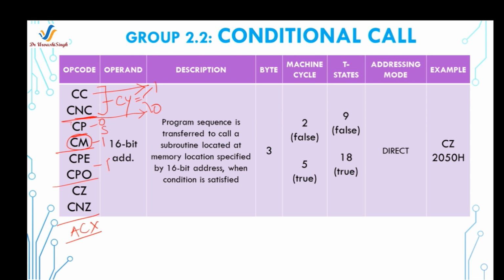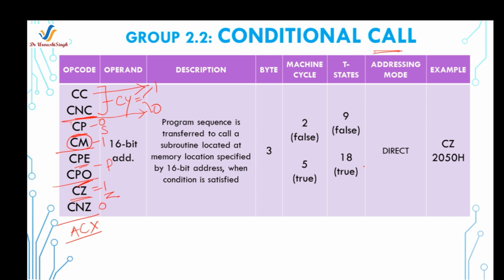And for the parity flag, parity even, parity odd, and for the zero flag, if the zero flag is 1, it is call if zero, and if the zero flag is 0, it means call if no zero. And one more thing, students: for every conditional instruction, whether it is a conditional jump or a conditional call, and next you will see the conditional return instructions.